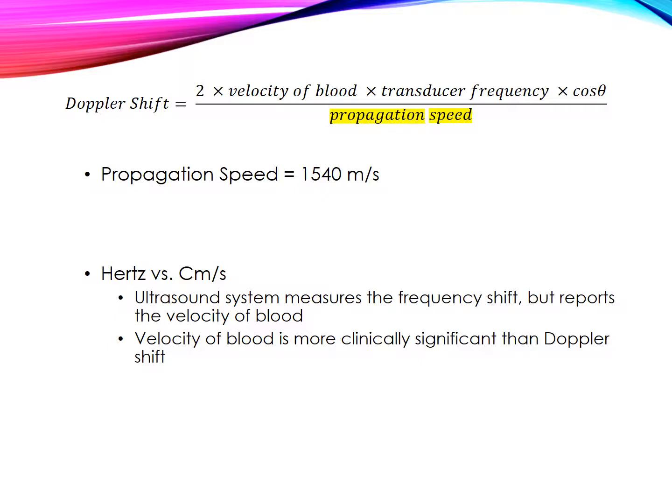Then another note on here, hertz versus centimeters per second. The ultrasound system is going to measure the frequency shift, but reports the velocity of blood. So the machine is actually figuring out the Doppler shift the whole time that we're using our pulse wave to look at how blood is flowing. In the end, though, it's going to report to us what the velocity of blood is. The velocity of blood is clinically more significant than the machine saying, oh, it's a 3000 hertz Doppler shift. That doesn't mean a whole lot to us. So the machine calculates the velocity of blood for us because that's what's significant to us as we make our clinical diagnosis.